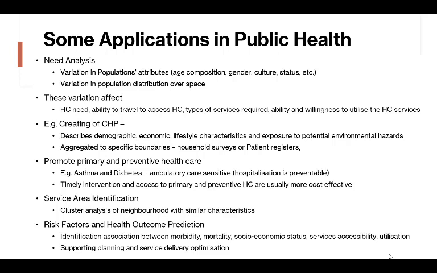hospitalization, because asthma and diabetes are ambulatory care sensitive; people with asthma and diabetes might go into shock or into an emergency situation often. But if we provide services close to them, primary or preventive healthcare services, it can limit the rate of hospitalization in that area.